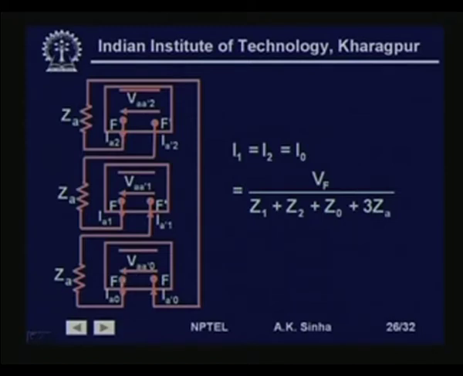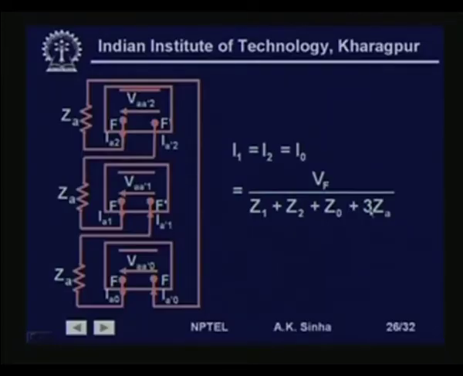This is the 0 sequence network. Za is connected in series like this to F dash, then from F again Za is connected to F here, and then F dash here, and then from F Za is connected and it comes to this point. So, the three networks are in series as such, with Za, Za and Za connected here. Therefore, we get I1 is equal to I2 is equal to I0. This is equal to Vf divided by Z1 plus Z2 plus Z0 plus 3Za. So, in this case, this is how we calculate the sequence currents.